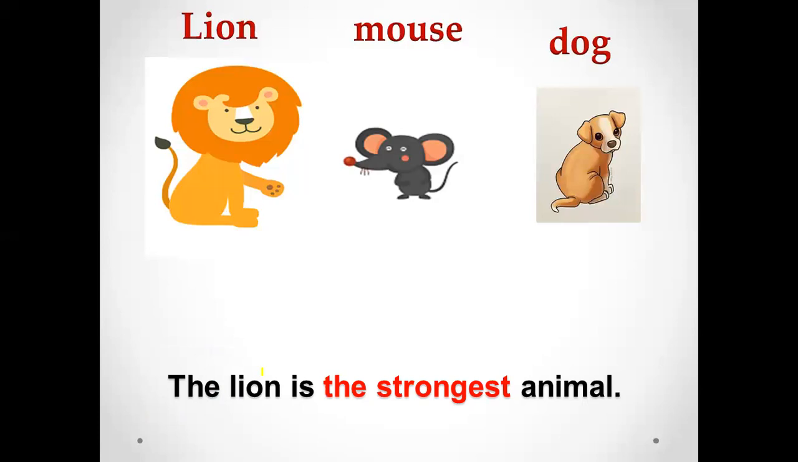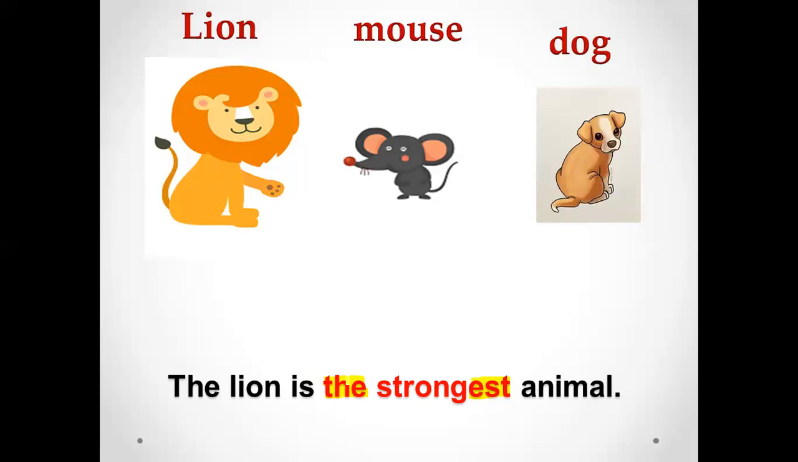For the short adjective we are going to add the before the short adjective, and after the short adjective we add est. So the strongest. The lion is the strongest. Don't forget the word the. That is the, it is a friend with superlative.